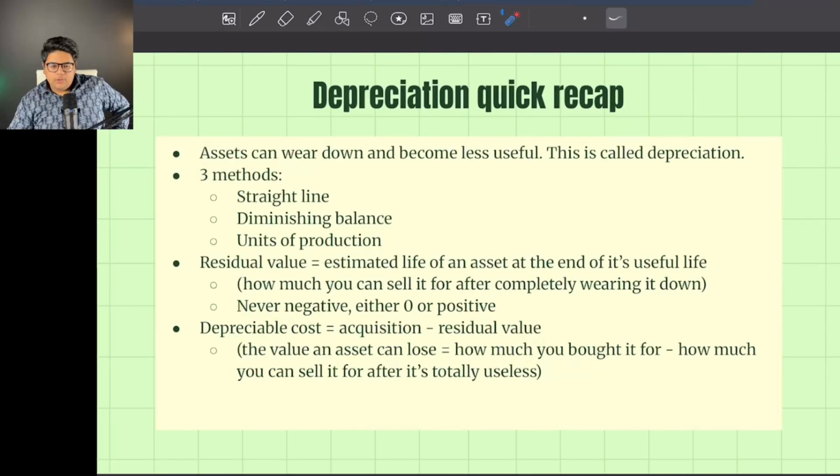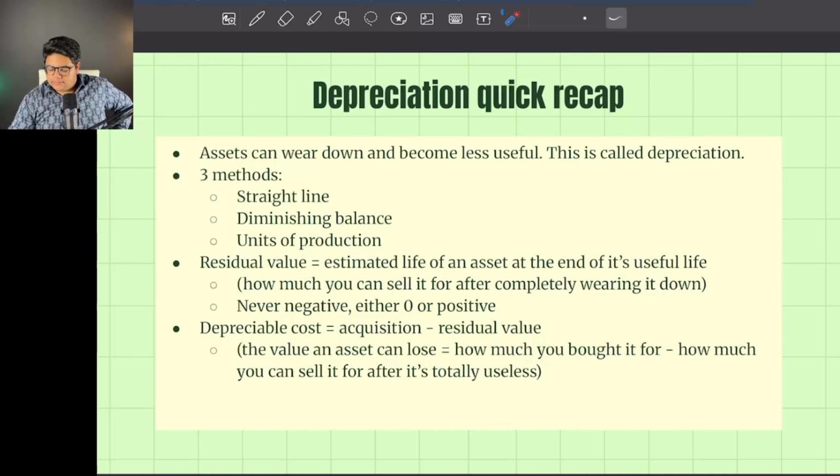And so whenever we have these long-term assets, essentially assets wear down, they become less useful. This is called depreciation. There are 3 methods to calculate depreciation. Number 1 is straight line, number 2 is diminishing balance, and number 3 is units of production. So residual value is basically the estimated value of an asset at the end of its useful life. This is how much you can sell it for after completely wearing it down, after it's pretty much good as nothing.